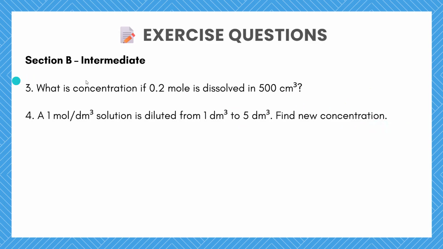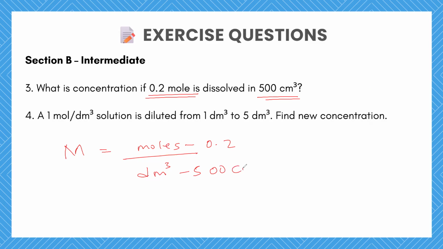So we have, what is the concentration if 0.2 moles is dissolved in 500 cm cube? Molarity is always equal to the number of moles all over the volume of the solution in dm cube. Now, the number of moles is 0.2. The volume is 500 cm cube. So here is a problem. The volume was given in cm cube, but we need it in dm cube.